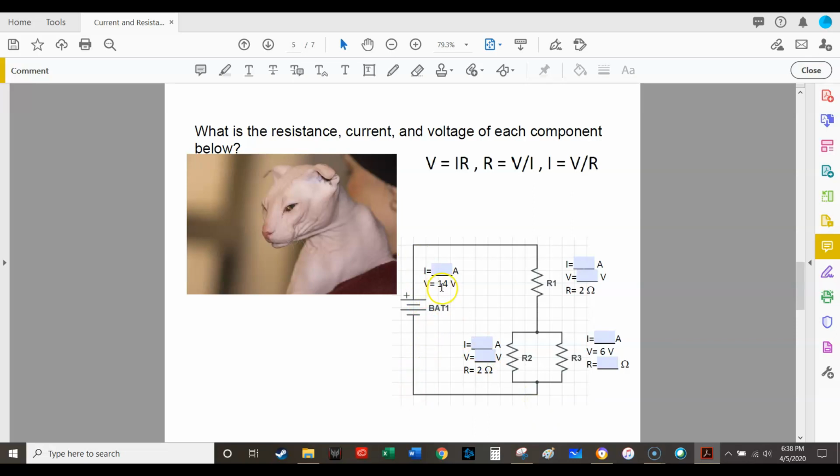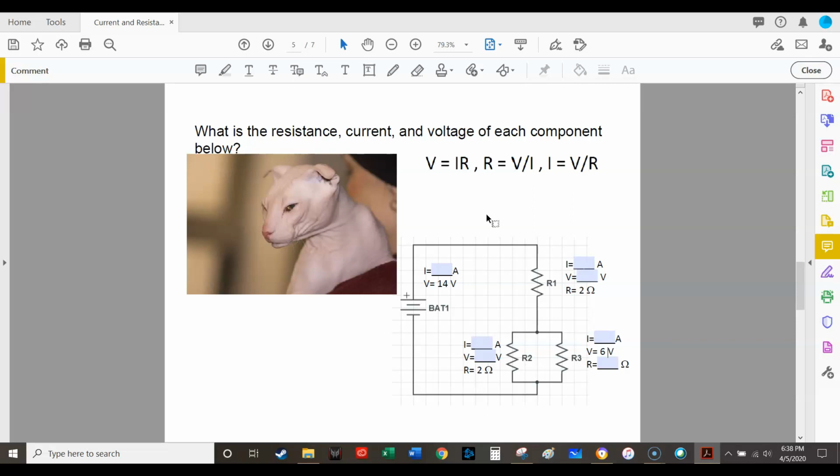Now you know the battery is 14 volts, but you don't know how much current it's producing. You know R1 is 2 ohms, and R1 is in series with this branch right here. We know R3 is 6 volts. We don't know the current and resistance. We know R2 is 2 ohms. We don't know the current and voltage. So go ahead and pause the video and try applying all three of those rules together. All right, and go ahead and pause the video now.